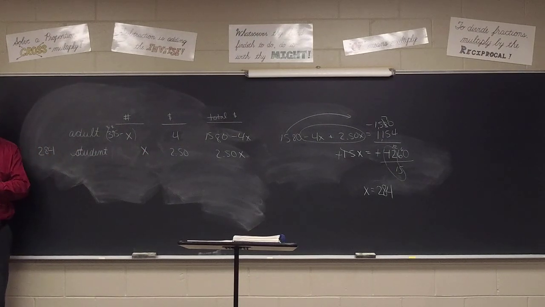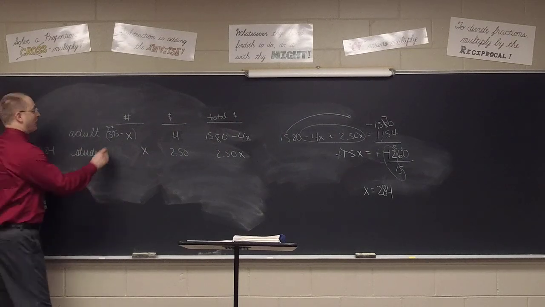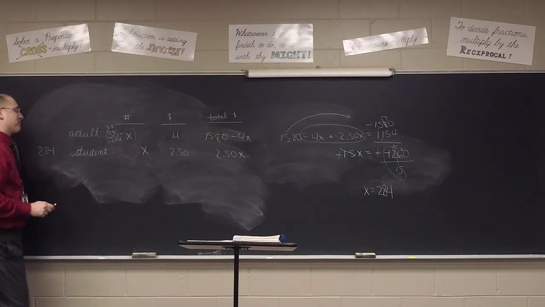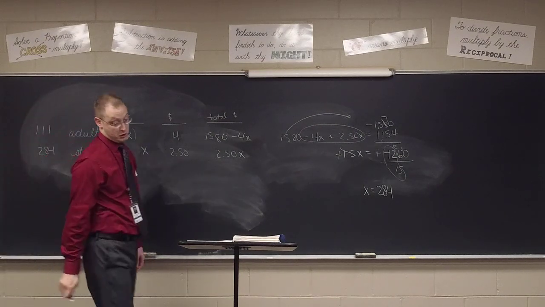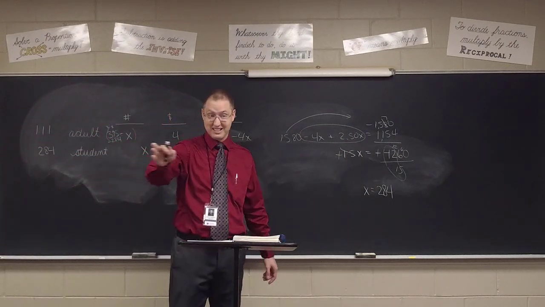which is what you should have gotten, not for X, but for your student answer. How many got 284 for the student answer? Well, we should. And then if we subtract the 284 from the 395, we should have gotten 111 adult tickets as well, which is what you should have gotten for X, 111?